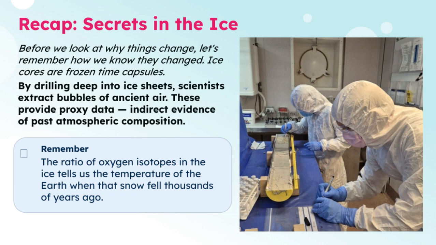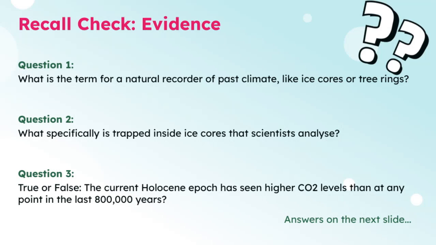Ice cores can also be used to study oxygen isotopes. The ratio of oxygen isotopes in the ice helps scientists estimate the temperature of Earth when that snow originally fell. So before we ask what causes climate change, we need to remember that scientists have evidence showing how climate changed in the past. Let's do a quick recall check.